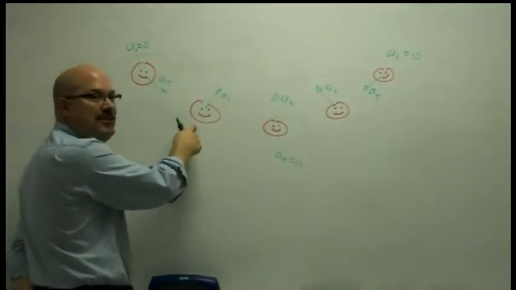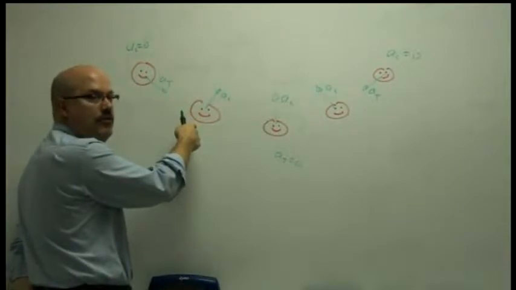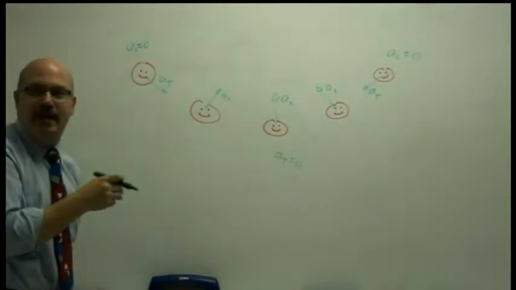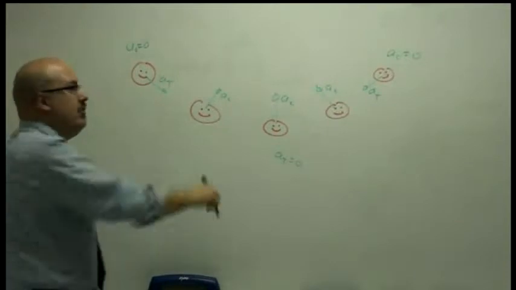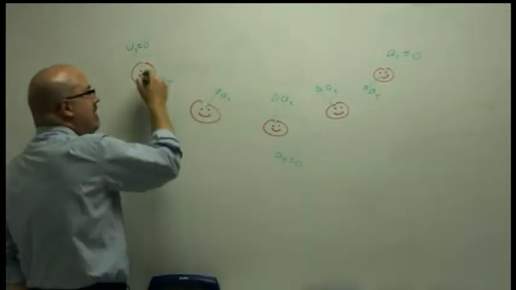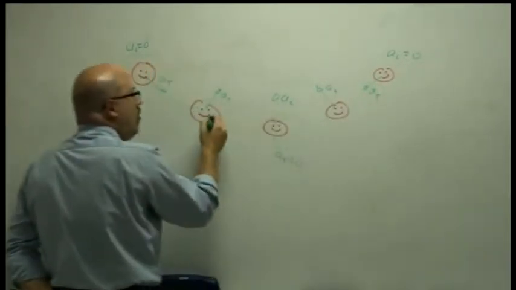Right here, is it changing speed? Yes. So it has tangential. Which way is it changing speed? To the right. Tangent to the path, that way, right? Because here's our path, right? So this way.